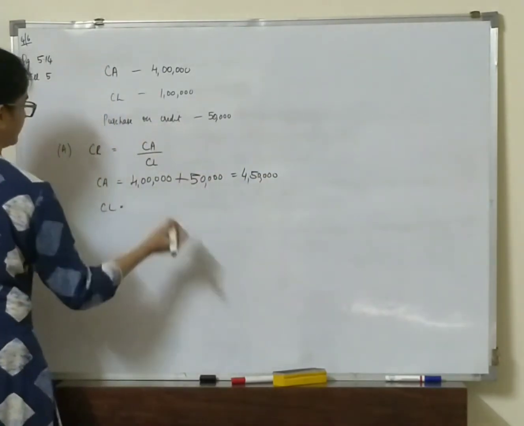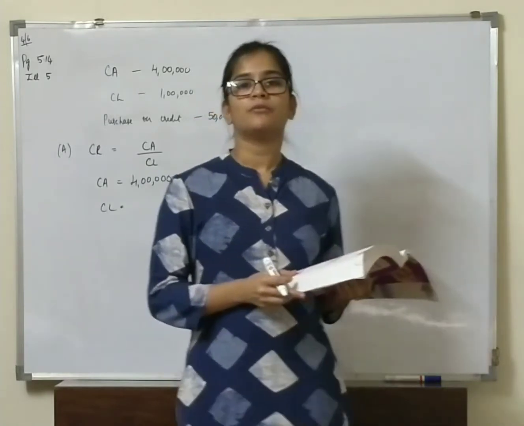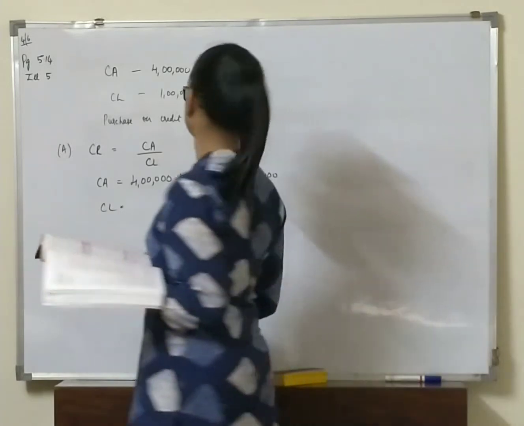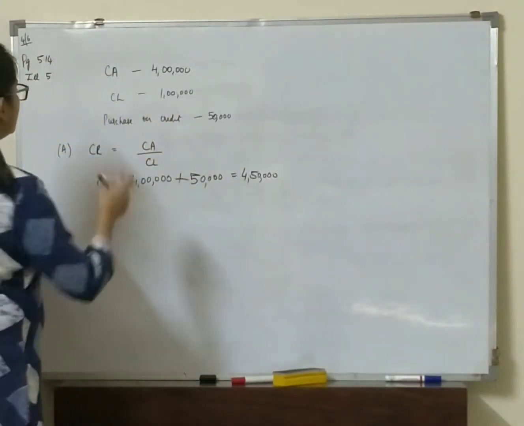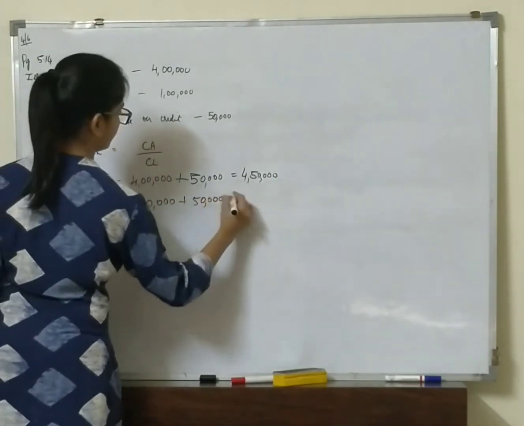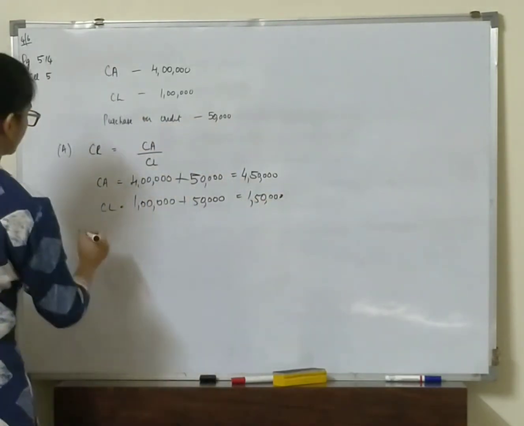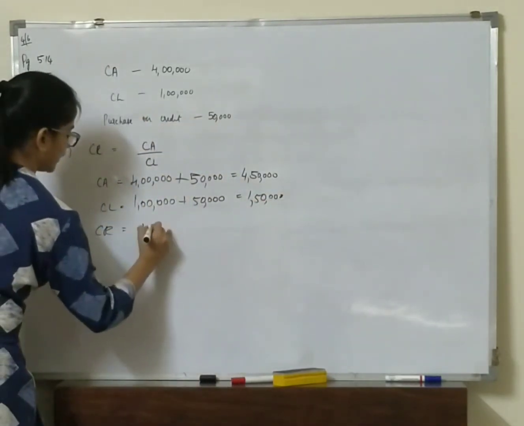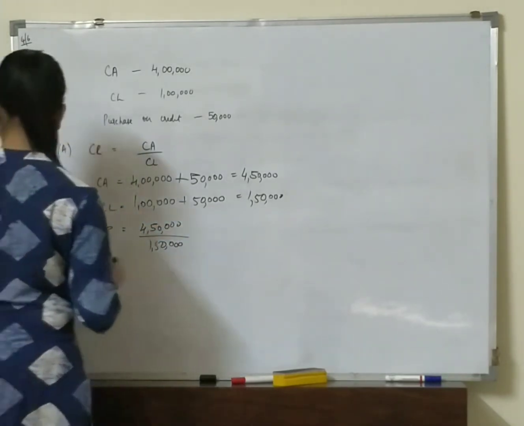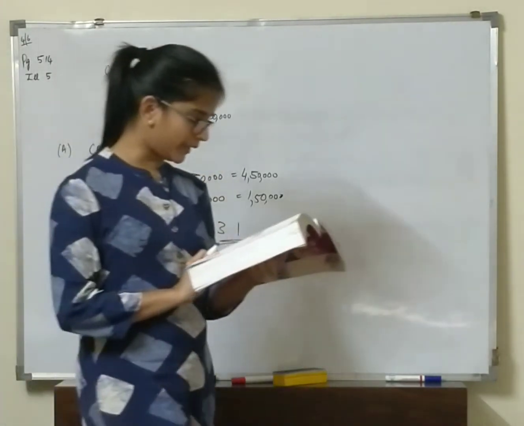What will happen to our current liabilities? We have purchased goods on credit, which means we have to pay our creditors. So creditors will increase, which means our current liability will also increase. The current liability is 1 lakh. How much have creditors increased? 50,000. So it is 1,50,000. So what will be the current ratio now? 4,50,000 divided by 1,50,000, which is 3:1.